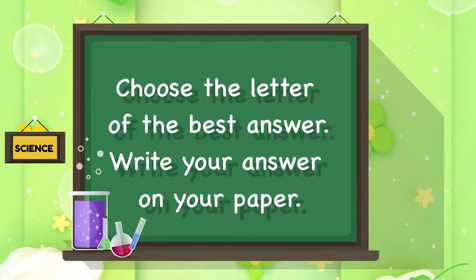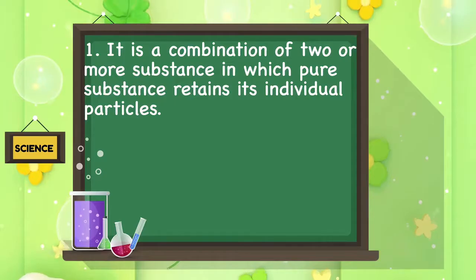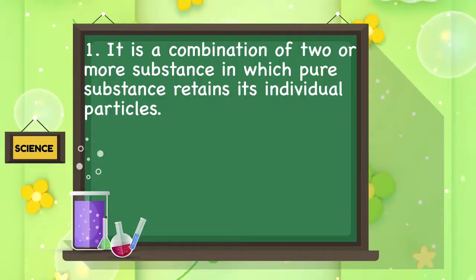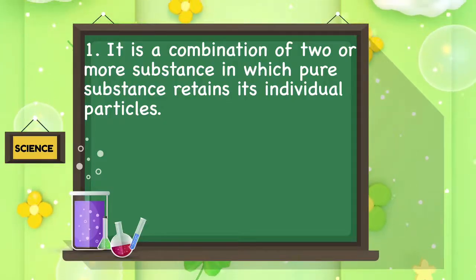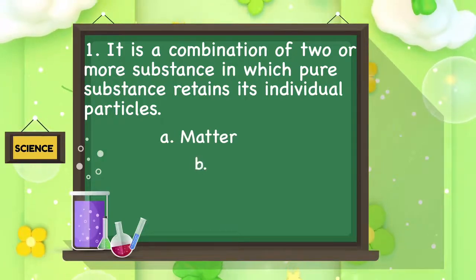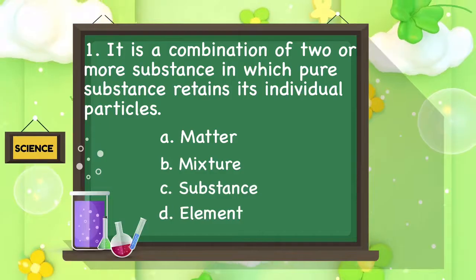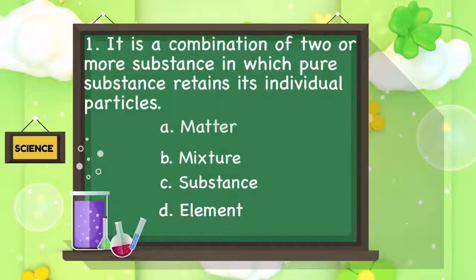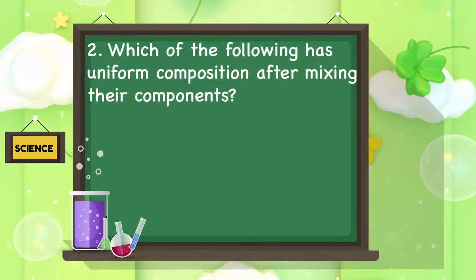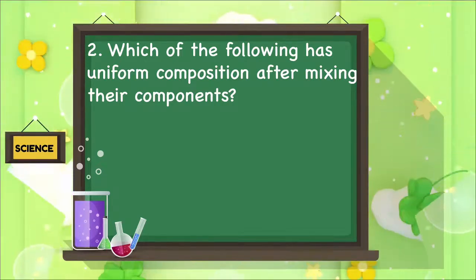Choose the letter of the best answer. Write your answer on your paper. Number 1. It is a combination of two or more substances in which pure substance retains its individual particles. Is it A. Matter, B. Mixture, C. Substance, or D. Element? The correct answer is letter B. Mixture.